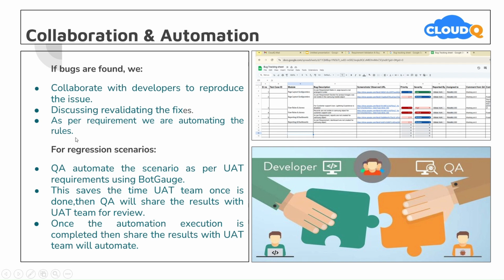And for regression testing, QA automates scenarios based on UAT requirements using Botcage, and this helps save time for the UAT team. After automation is completed, QA shares the test results with the UAT team for their review. Then, once automation execution is done, the results are provided again to the UAT team for confirmation.